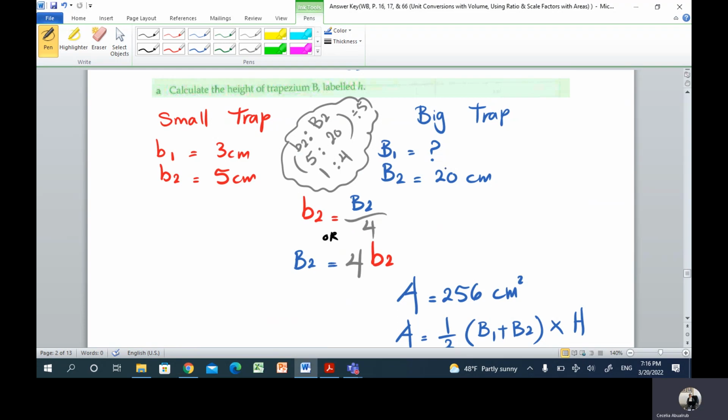I just forgot to mention one thing here. Since we figured out a relation between B2 small and B2 capital, it is also applicable on B1 small and B1 capital. So in order to find this one here, B1 is 3, and we're going to multiply it by 4 in order to find B1 capital. So this one will come down to 12 centimeter.